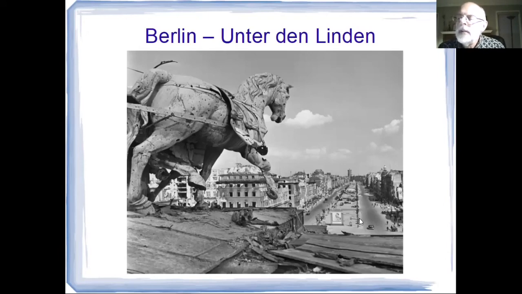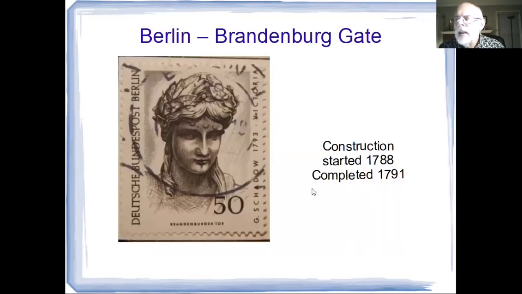Most of the linden trees were obviously destroyed, and the rest would go into the ovens in the winter of 1945, because it would be very severe and all the trees were cut down to provide firewood. Now, one picture of Berlin, here Deutsche Bundespost Berlin, also had the head of the statue that's on top of the chariot, which is on the Brandenburg Gate.